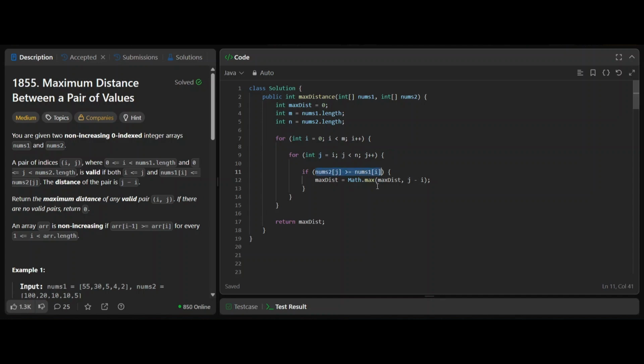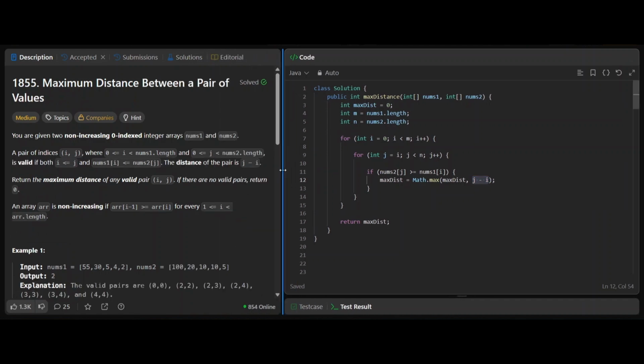Both our conditions are fulfilled. So this is a valid pair. So we'll compare our max distance, our global variable, with this distance. We cannot just return this. We may have a better value for the other numbers, right?